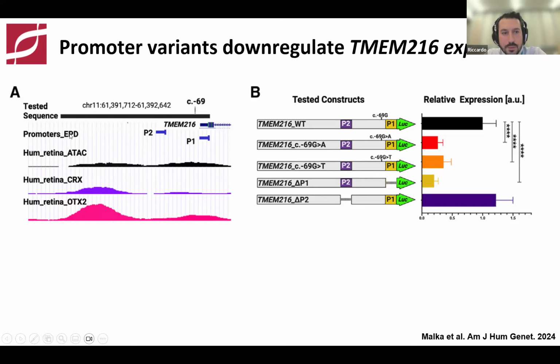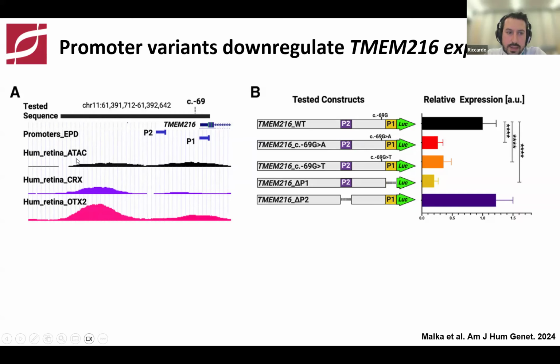So by looking at the predicted promoters, there are two putative promoters, one which is very close to the gene itself, and another one which is upstream. But we notice also that, if you use other databases, there are predicted regions of transcript regulation.